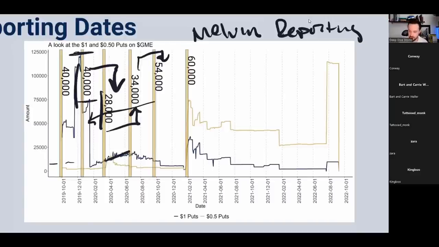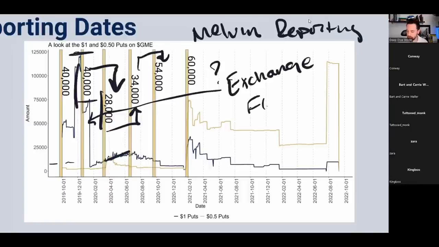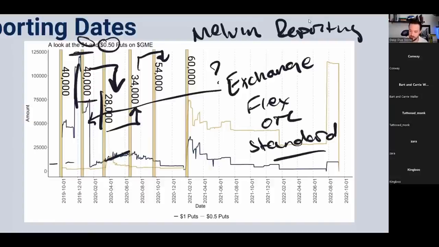One of the things we could do, and again, I didn't want to get too deep, I just wanted to share with this discussion how the data could be analyzed to figure out where you need to start really digging through the files. One of the things I would want to look at is which exchange these options went through. Were they flex? Were they over the counter? Were they standard? Obviously they were standard for the $1 and 50 cent ones. Could we look at all the strikes and start seeing similar behavior? Do chunks of strikes open and close at the same time, right? Does that answer the question? I didn't choose the $1 and the 50 cent puts for any other reason other than I thought they were curious.